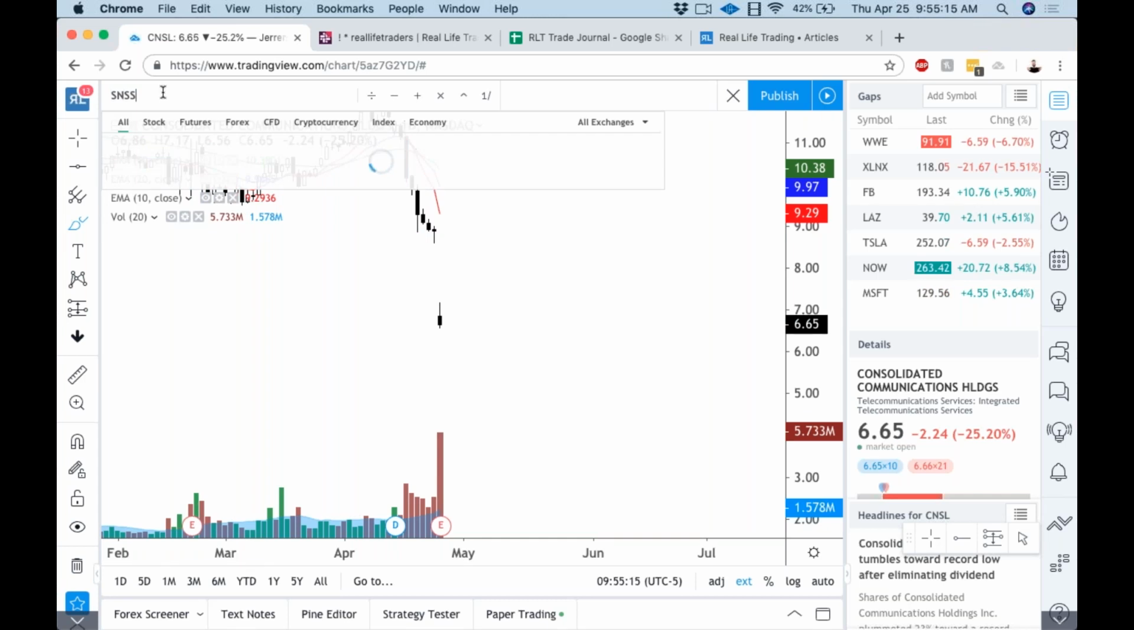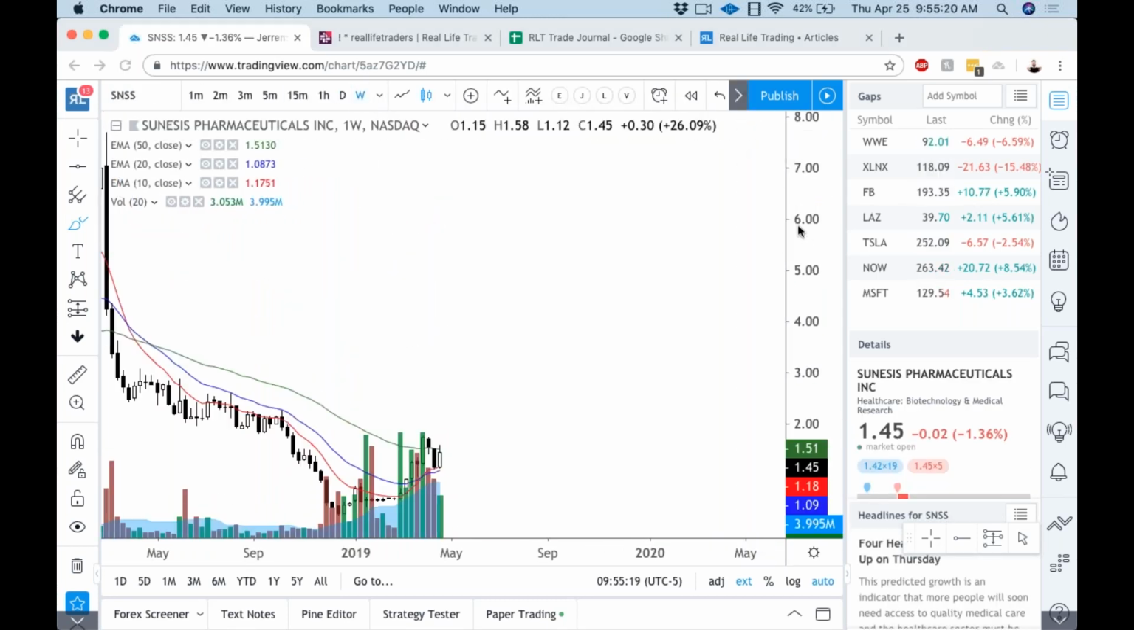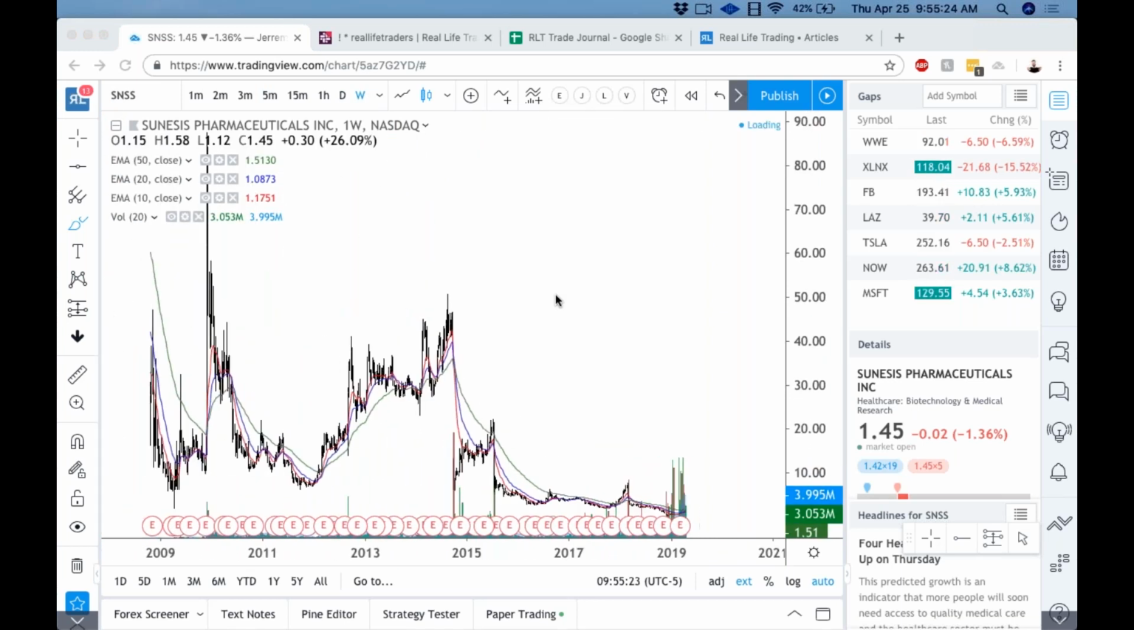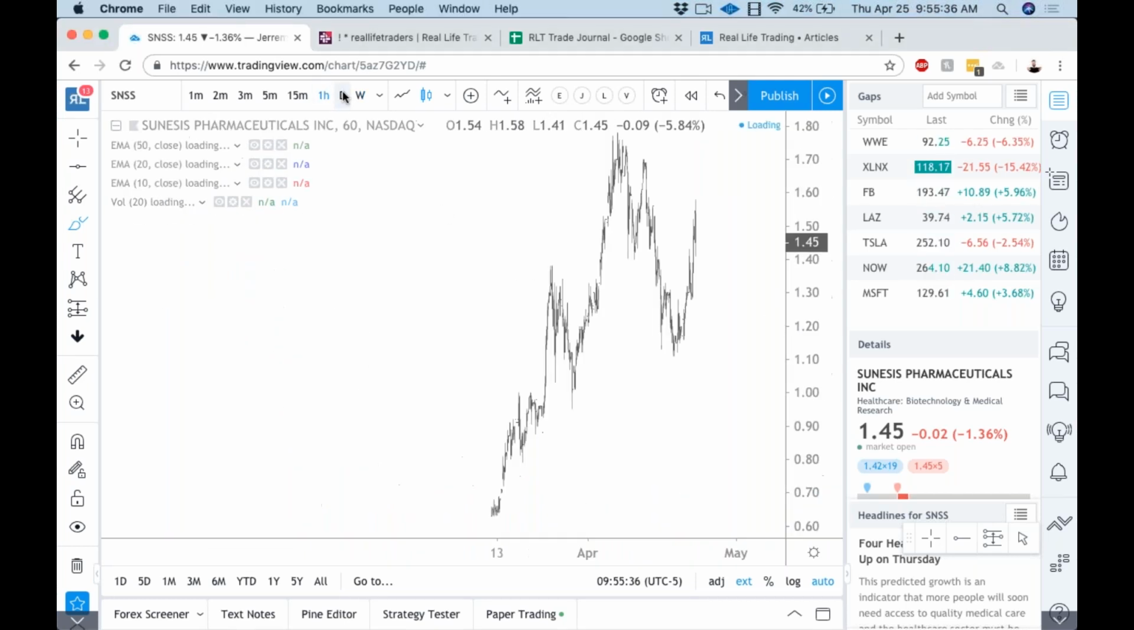Theo wants to look at SNSS, another pharmaceutical company. So again, I haven't heard of this one before. So I'll pull up the weekly chart, and the weekly chart shows power downtrends, nothing exceptional about this trade at all. Pure gamble if you're getting in bullish. So the weekly chart is just crushing lower, going down, going down, going down.